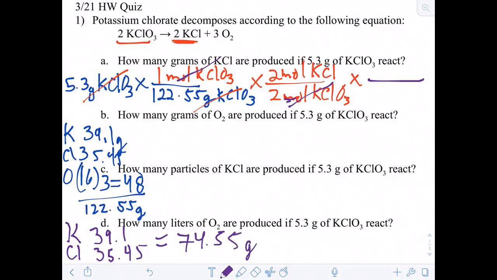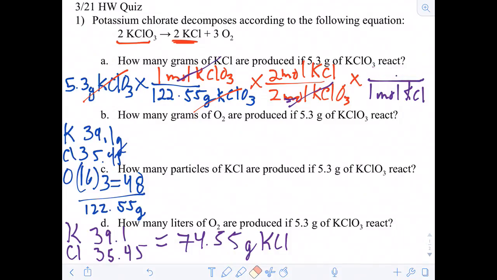74.55 grams of potassium chloride. So that number, I'm going to put moles or grams in the denominator? Moles. Because why? What's my purpose? I want to cancel those units, right? So 1 mole of potassium chloride from the periodic table weighs 74.55 grams. So this is my last step. Because I'm now in grams, I'm finished.